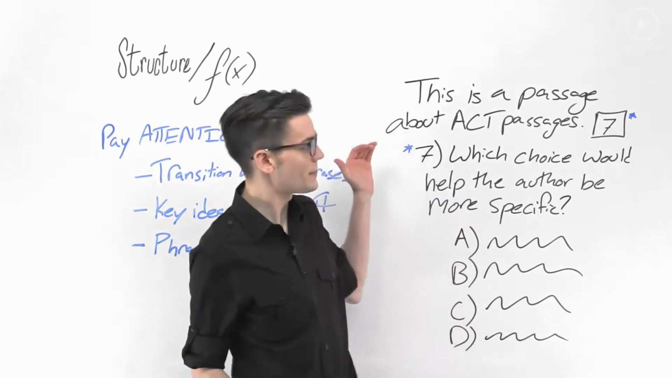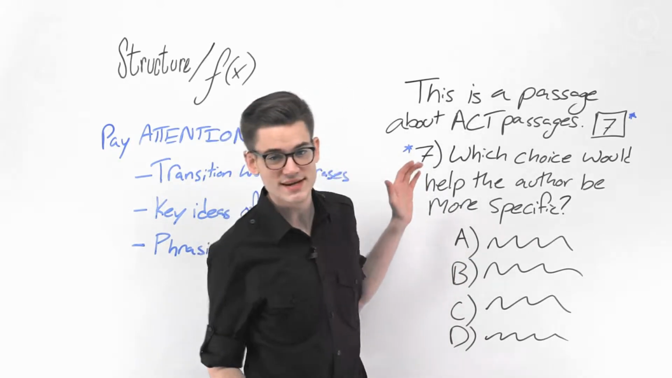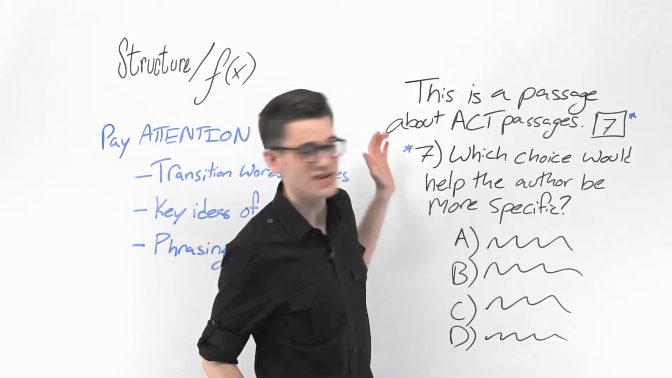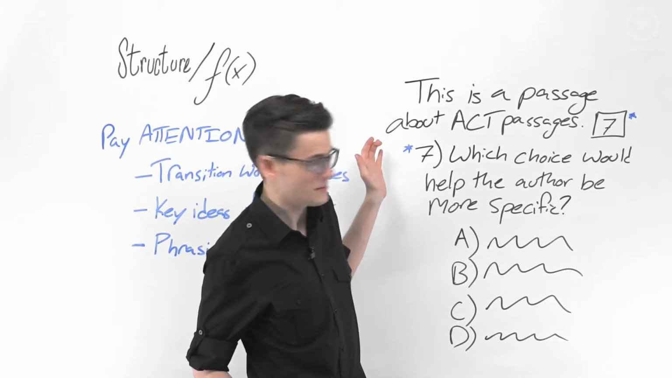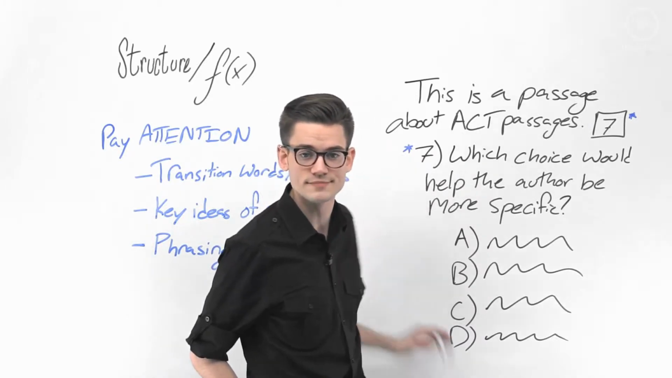Here we have a topic sentence, and then a corresponding question that asks us maybe what sentence might be more appropriate. Since the topic sentence is about the ACT, I'm going to say C is the correct answer because it has the most boring squiggles.